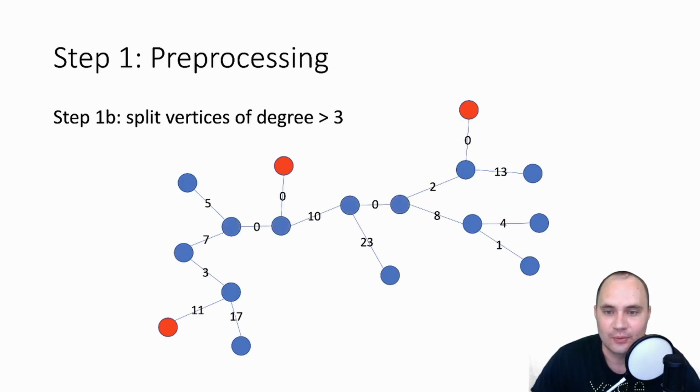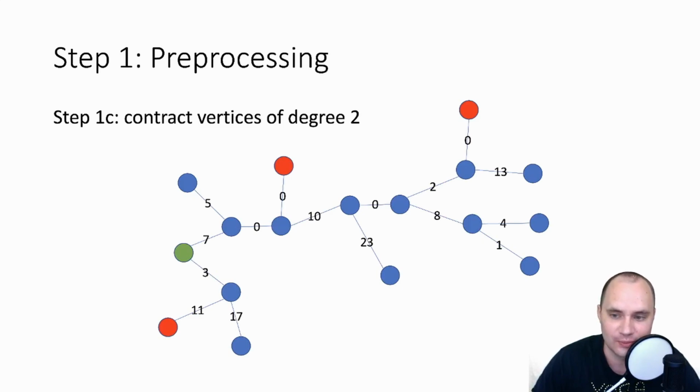After this, we find any vertices of degree 2 that we have in the graph. Here it is again highlighted in green, and we're going to contract them, meaning that we're going to remove this vertex, and since it has 2 edges, 7 and 3, incident on it, we replace the path connecting the 2 vertices by a single edge. We connect them by a single edge of weight 10. So now we have this tree where each vertex has degree 3 or degree 1.